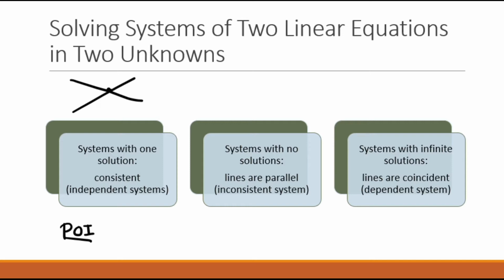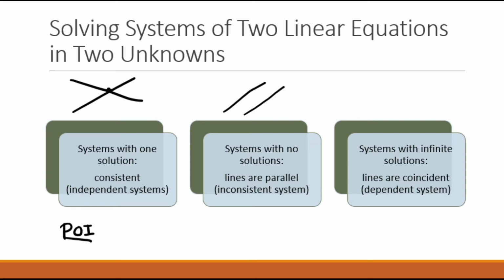The other thing you can have when you graph is parallel lines. And when you have parallel lines, they can never cross. They'll go on infinitely in either direction, never crossing. So there will be no solution for the system. We'll see what the math looks like when that happens later on, and we call these inconsistent or no solution systems.